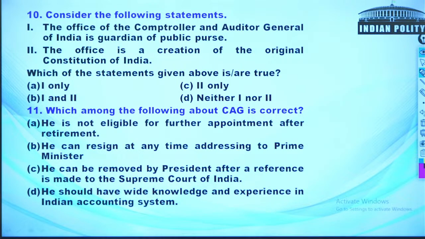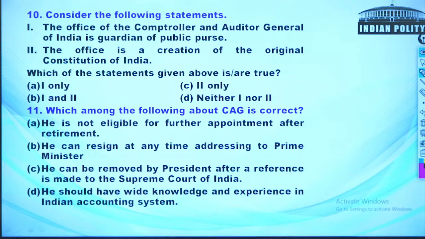Question number 11. Which of the following is incorrect about CAG? He is not eligible for further employment. It's correct about CAG. Okay. So he is not eligible for further appointment after retirement.